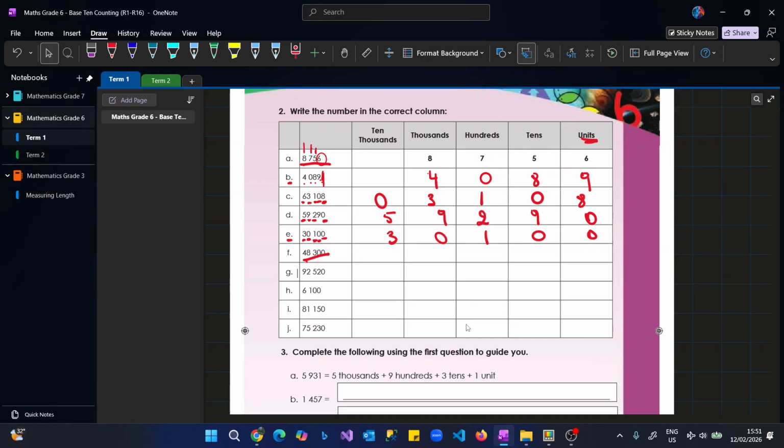So last time we were busy with the topic of numbers 0 to 100,000, and we were busy with exercise number 2. The aim of this exercise was to establish that when we have a number, like this example G, 92,520, all the digits have different importance. There's a digit called a unit, the next one is a tenth, the next one is 100, and so on. So we were able to identify the role of each digit and its importance. They are not the same.